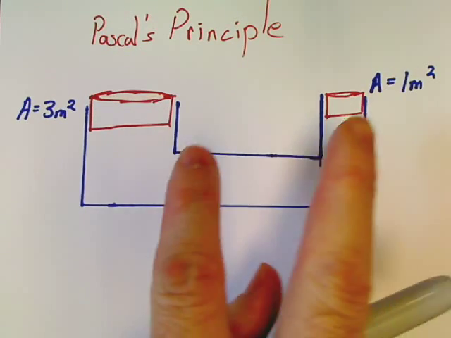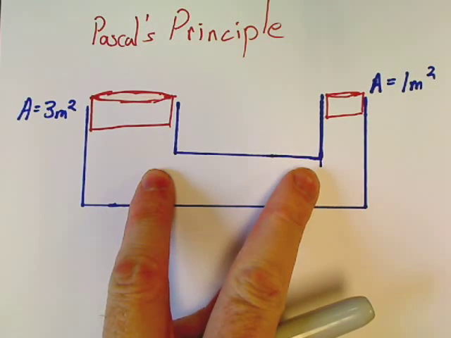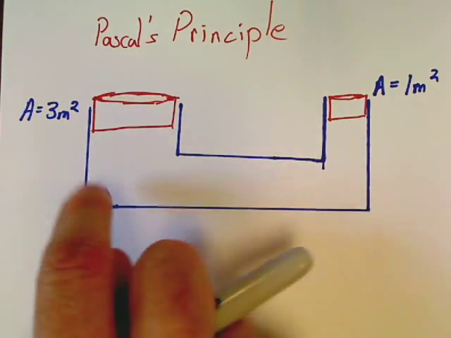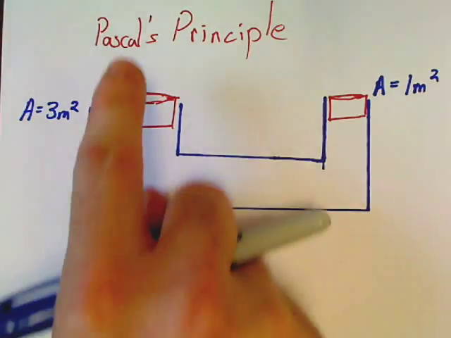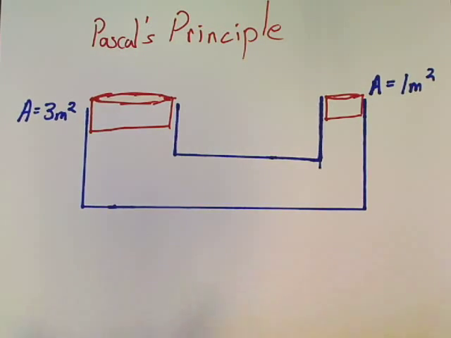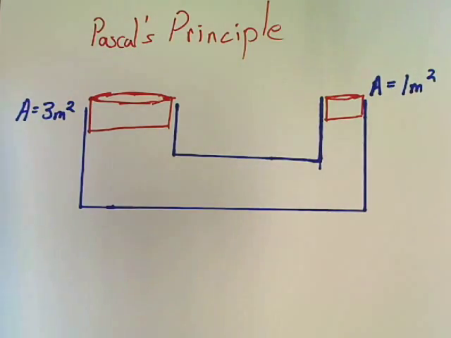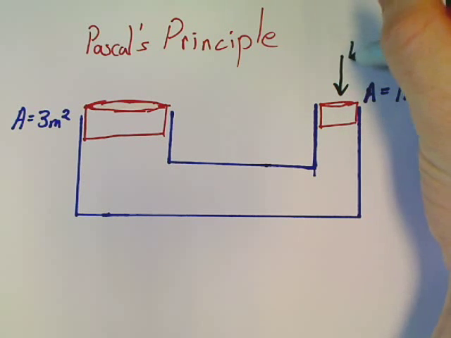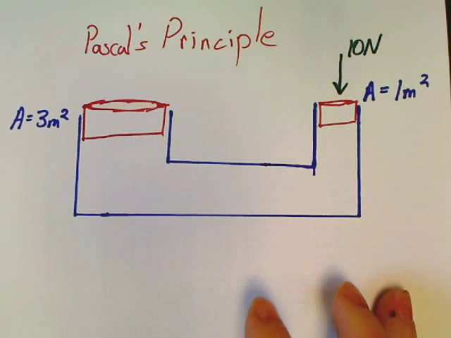This is the principle behind how a hydraulic jack works. It has two cylinders. You exert a force on the smaller one. In turn, you're able to lift something up with the larger cylinder. So let's see if we can figure out a little bit how this works. Let's say we've got a smaller cylinder over here, and we exert a force of 10 newtons upon that cylinder.